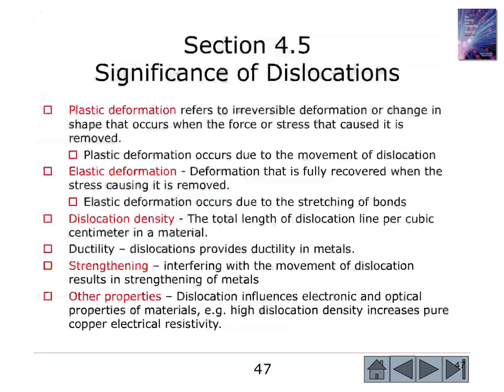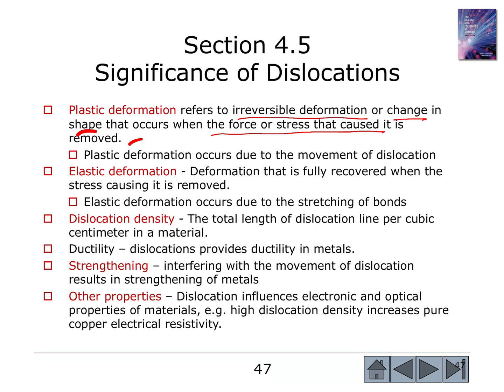So what is the significance of dislocation? Why do we study it? There are two types of deformation that we usually study. One is called elastic deformation, the other is called plastic deformation. So what is plastic deformation? Plastic deformation refers to irreversible deformation, or change in shape, that remains when the force or stress that caused it is removed. Right? It's irreversible.